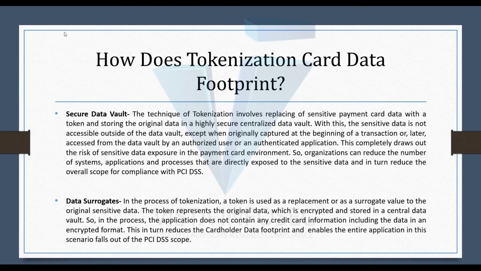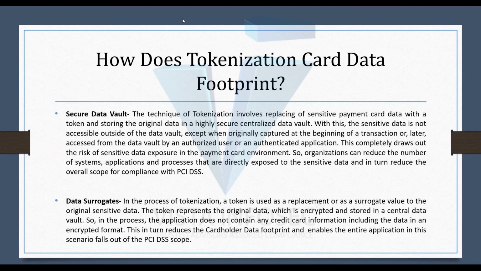Okay, so there is a difference also in the way the secure data vault works and data surrogacy happens. In data surrogacy, in the process of tokenization, a token is used as a replacement or surrogate value for the actual sensitive data, and this token is called a surrogate. Please understand that. And the token represents the original data, which is encrypted and stored in the central data vault.